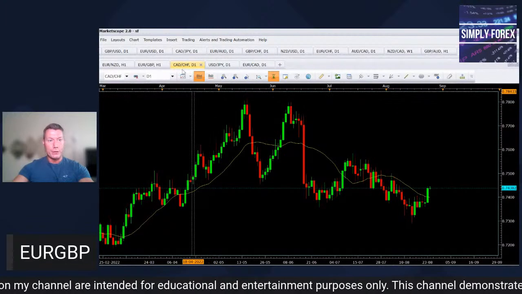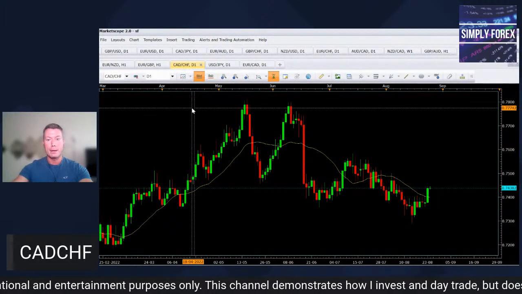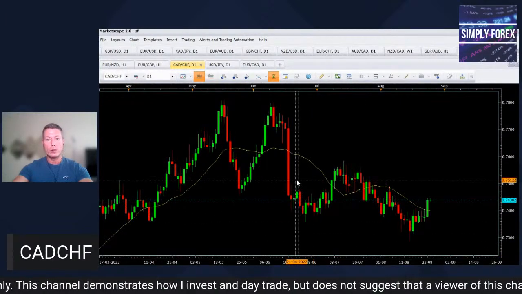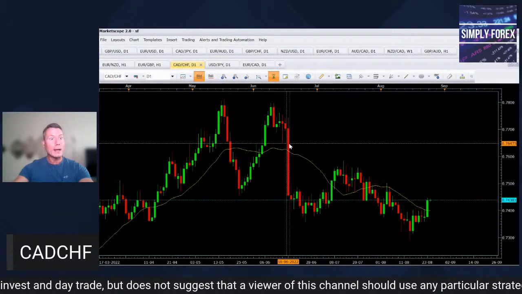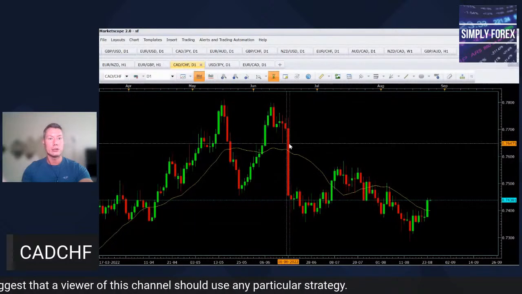Okay, so third pair for today, for 24th of August, is this. This is the Canadian dollar against the Swiss franc. Okay, and for me, we're looking to buy this pair. Okay, so why are we looking to buy this pair? This is always your question on the daily chart.